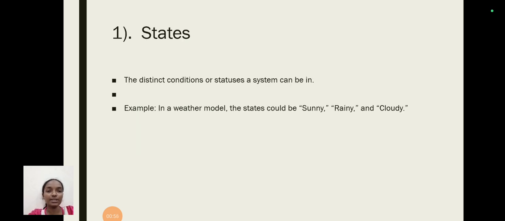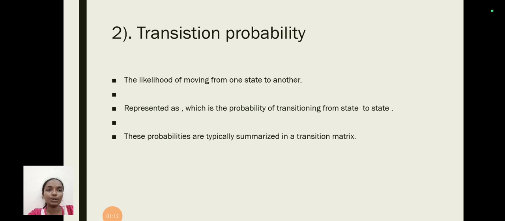First one is states, the distinct conditions or statuses a system can be in. For example, in a weather model, the statuses could be sunny, rainy, and cloudy. There are three possibilities. Transition probability. The likelihood of moving from one state to another state, which is the probability of transiting from one state to another state. These probabilities are typically summarized in a transition matrix.